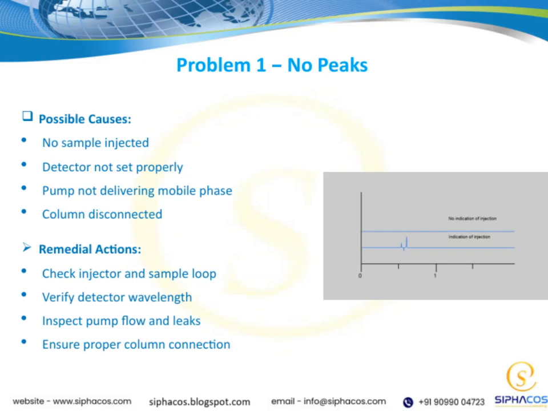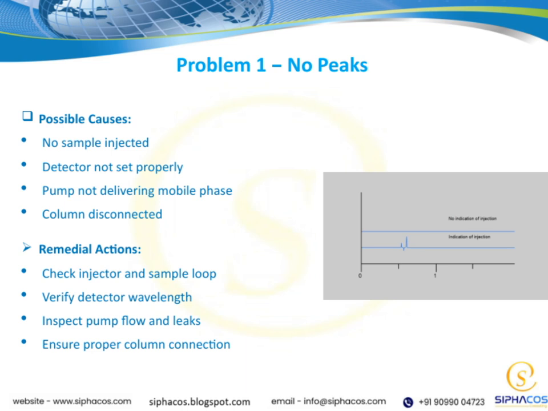Now, let's talk about what to do when we encounter a problem where there are no peaks in our chromatogram. This is often referred to as Problem 1, no peaks. The first step is to consider the possible causes. One common reason might be that no sample was actually injected into the system. It's easy to overlook, but it's important to double-check that the injection was made properly.